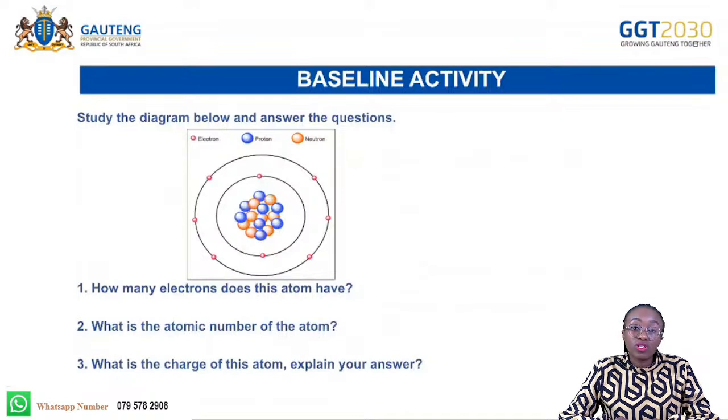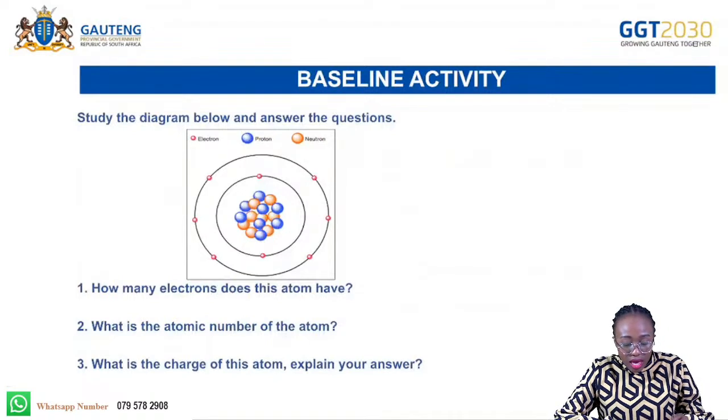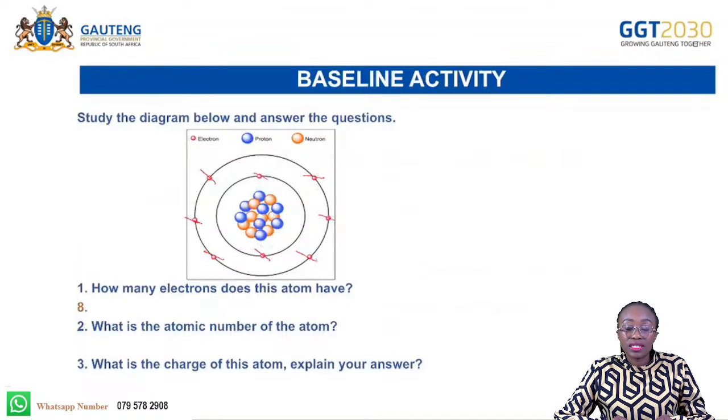The first question read, how many electrons does this atom have? Which ones are the electrons? The electrons are the small red circles. Let's count them. 1, 2, 3, 4, 5, 6, 7, 8. So this atom has 8 electrons.